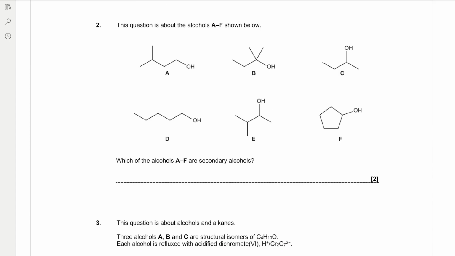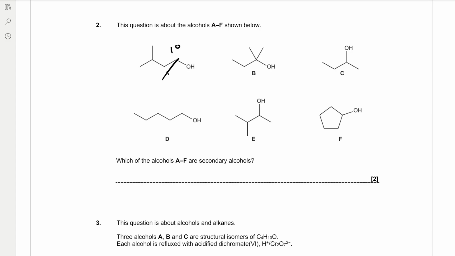Question 2. This question is about the alcohols A to F shown below. Which of the alcohols are secondary alcohols? So if you have a look at A, we can see that the carbon it's attached to is only attached to one other carbon atom. So that's a primary alcohol, so it's not A.